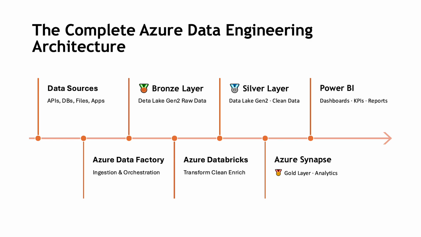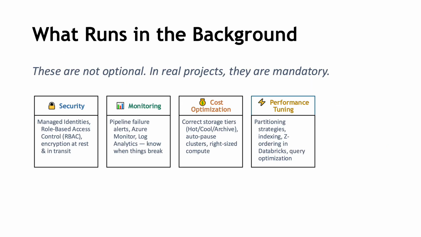Now let's quickly summarize. Data comes from external systems. Azure Data Factory pulls the data, then it lands in the data lake as the bronze layer, as raw data. Then Databricks transforms this data into the silver layer, and then Synapse structures that into the gold layer. Then we use Power BI for the visualization. This is a complete Azure Data Engineering architecture.